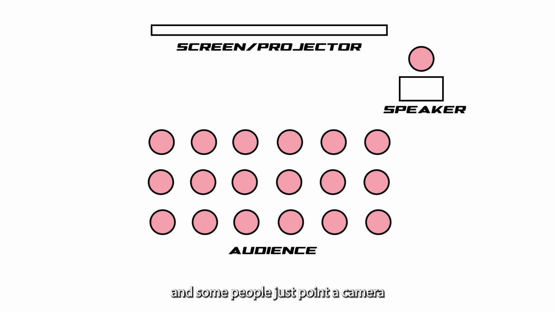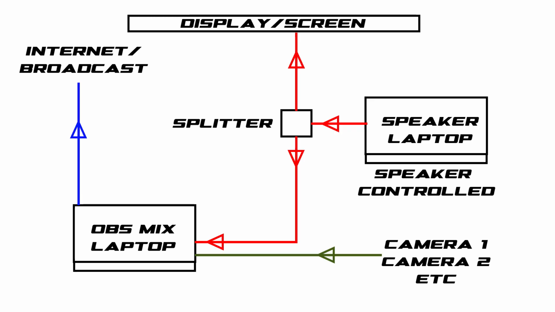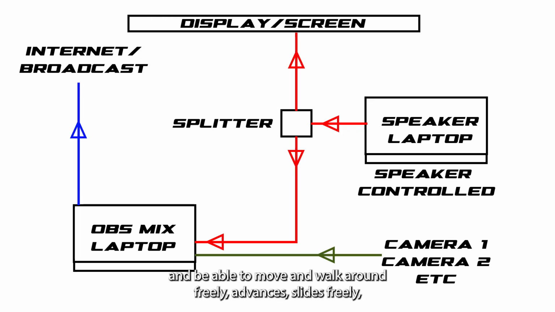And some people just point a camera at a presentation and they're done with it. I don't like to do that because a camera pointed at a screen usually has bad quality. So this one takes a screen capture directly. So that way you get nice crystal clear slides. I wanted the speaker to focus on his presentation, be able to move and walk around freely, advance his slides freely, and focus on the data he's giving with great quality and fidelity from the data as best as possible.